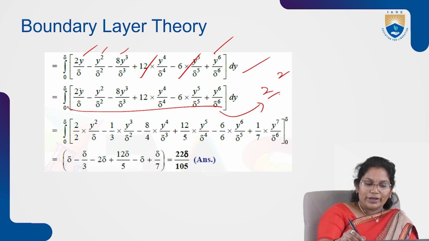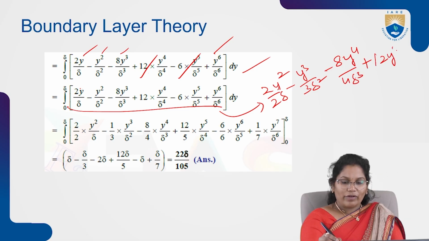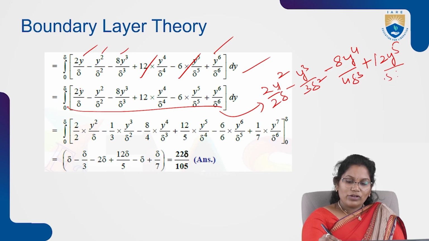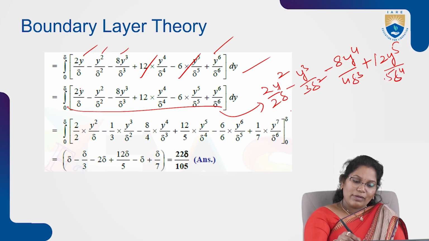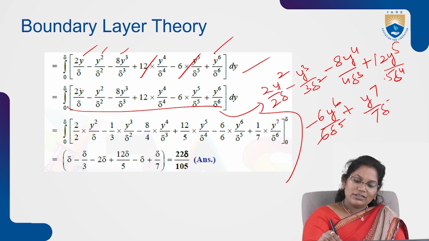So it will become 2y, y square by 2 delta minus y cube by 3 delta square minus 8 y to the power of 4 by 4 delta cube plus 12 into y to the power of 5 by 5 delta to the power of 4 minus 6 y to the power of 6 by 6 delta to the power of 5 plus y to the power of 7 by 7 delta to the power of 6. This is what you got.